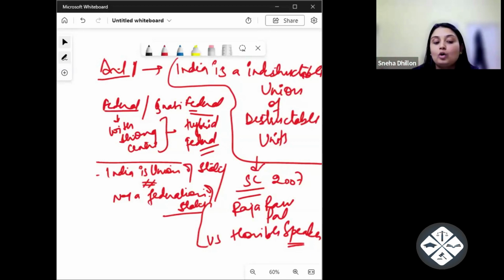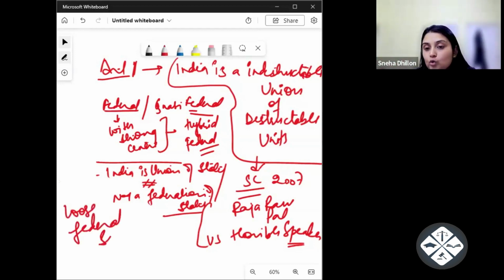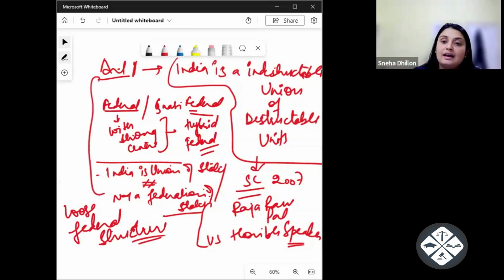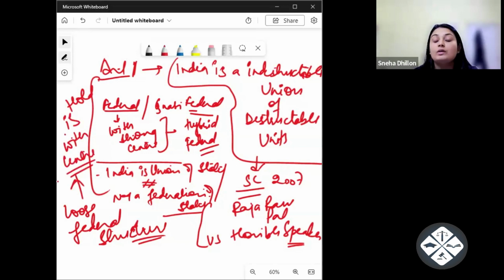This is what quasi-federal means, or you can call it a loose federal structure. A loose federal structure where the supremacy, the strong hold, is with the center, or the hold is with the union. This we call a quasi-federal structure.